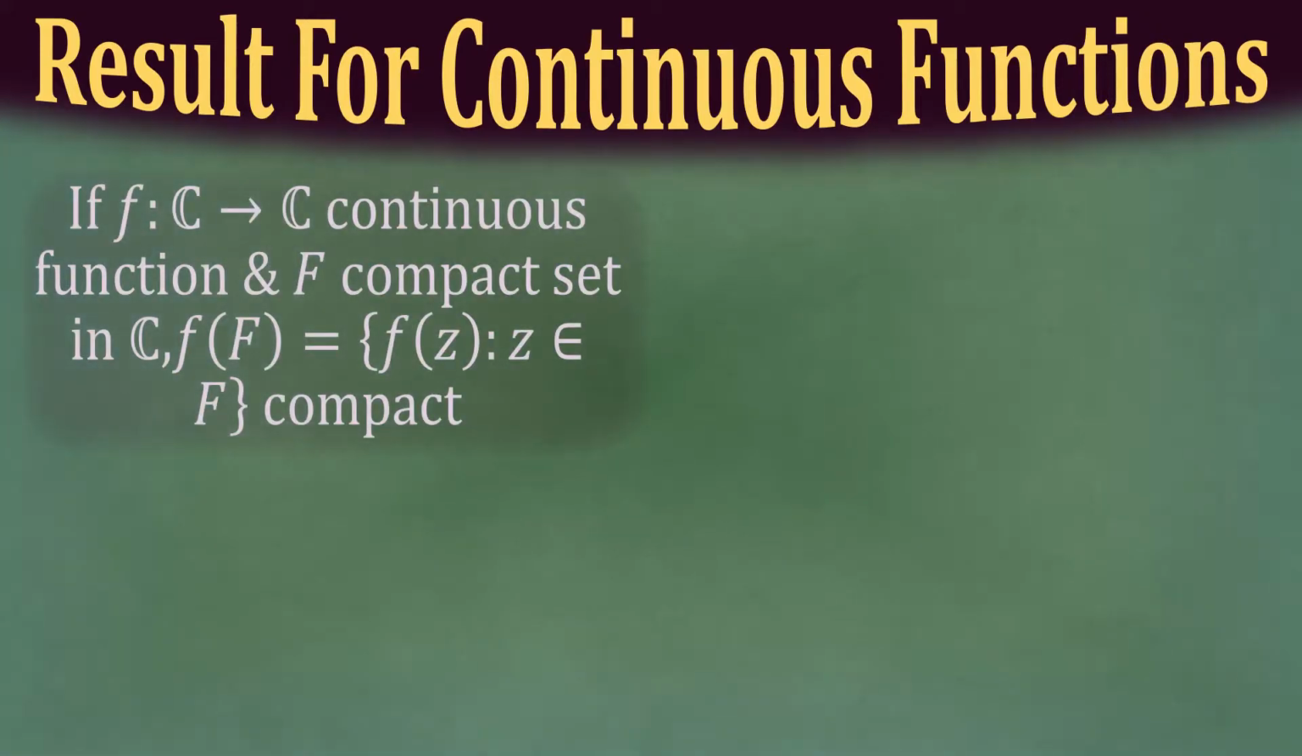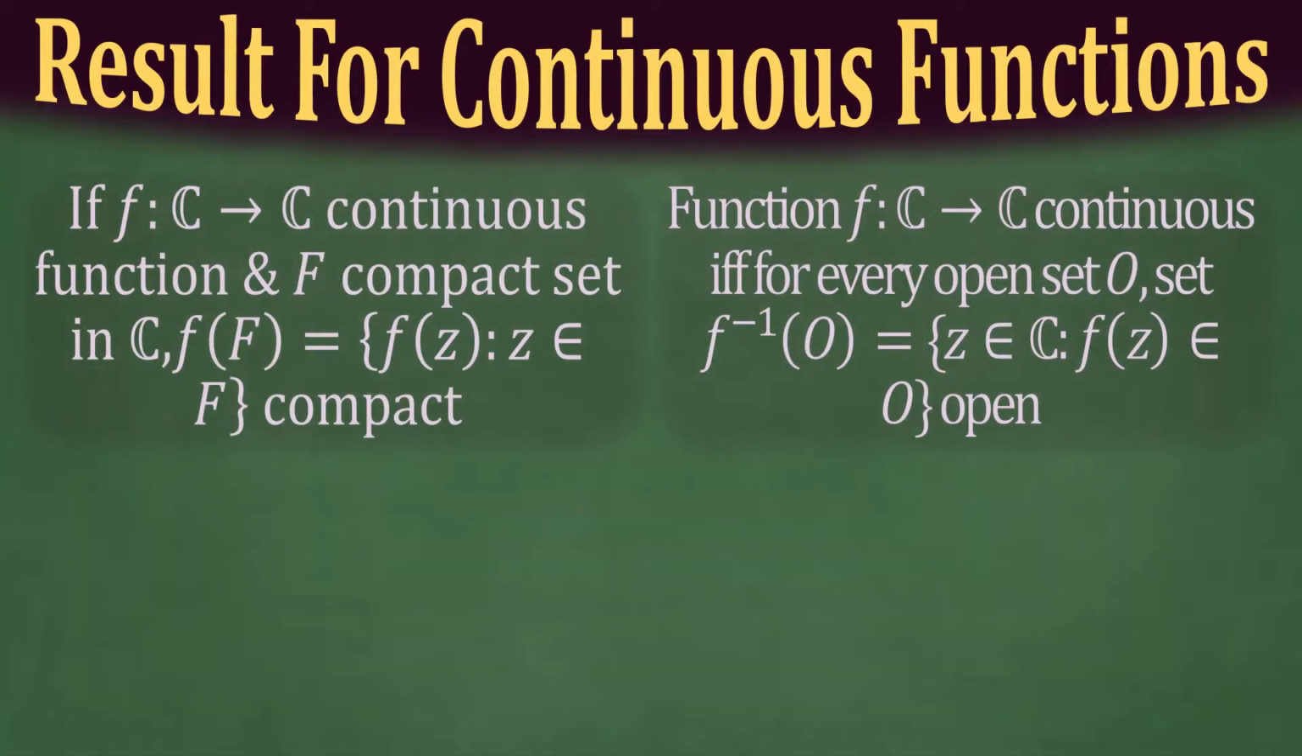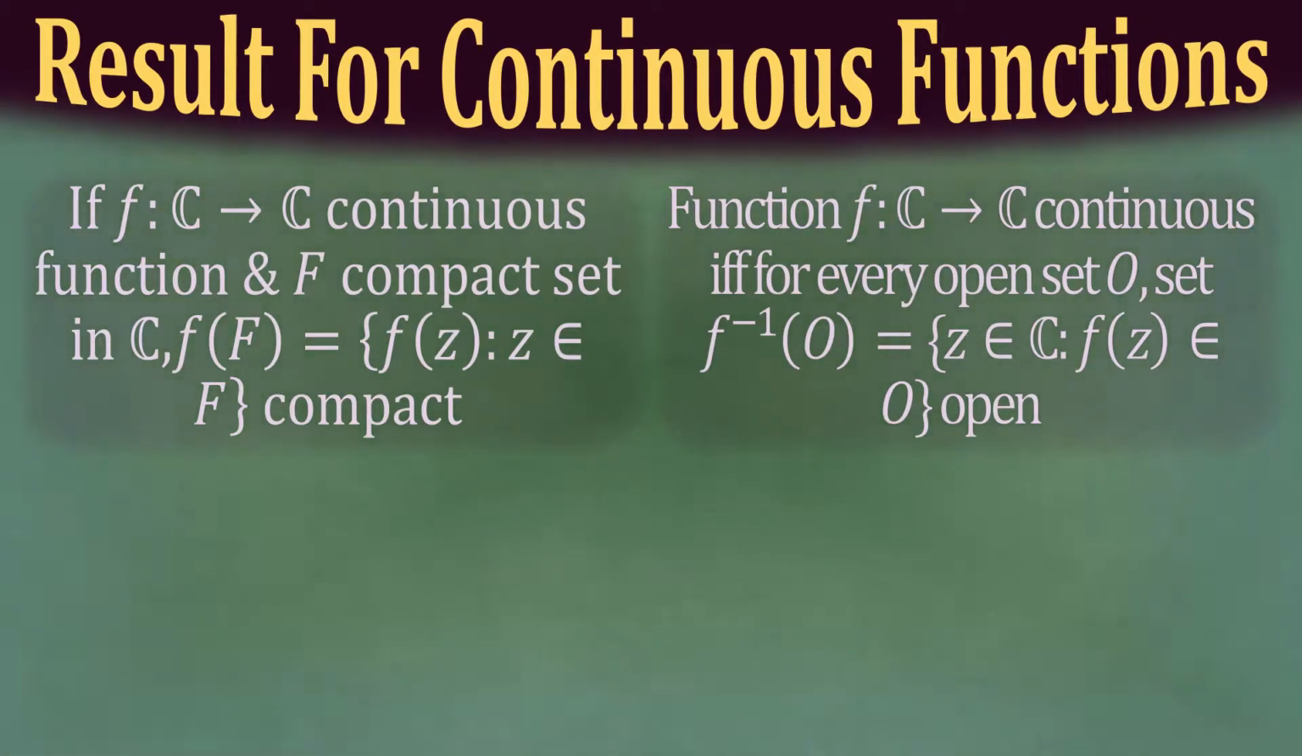Now let's give a result for continuous functions. If f from the complex numbers to the complex numbers is a continuous function and capital F is a compact set in the complex numbers, then f of capital F, which is equal to the set of all f of z where z is in capital F, is also compact. A function f from the complex numbers to the complex numbers is continuous if and only if for every open set O, the preimage of O, the set of all z in the complex numbers such that f of z is in O, is open.